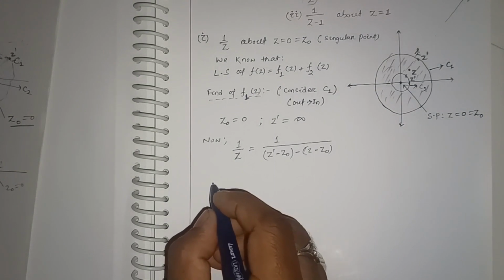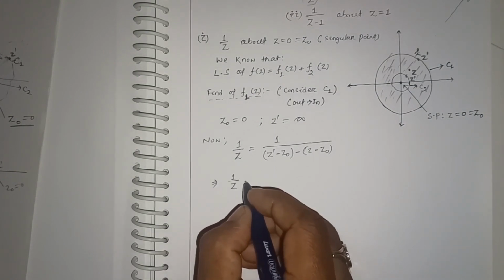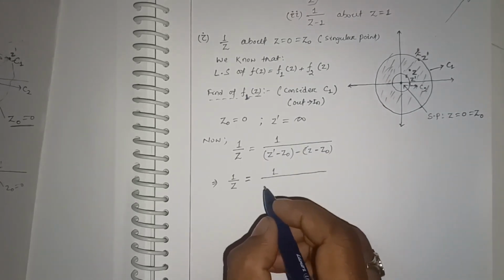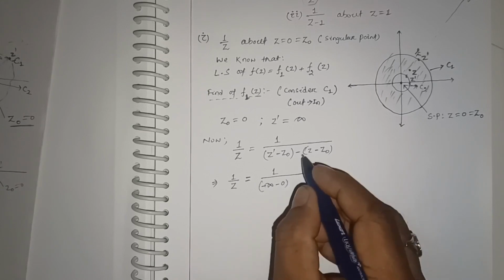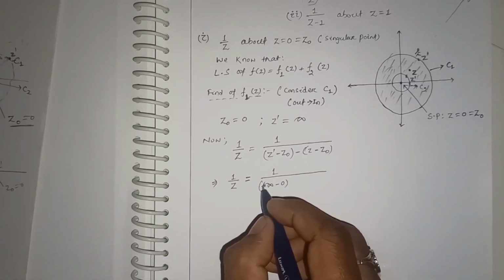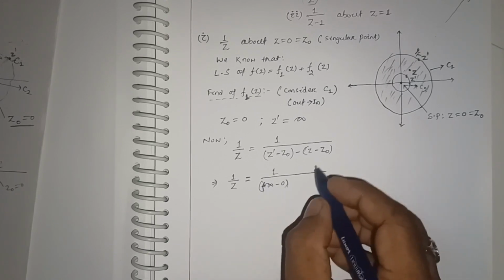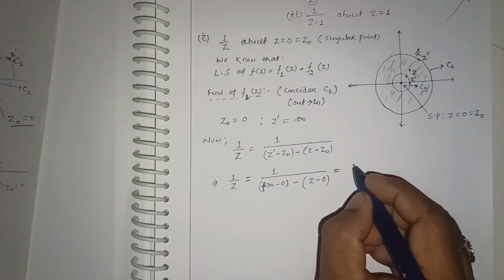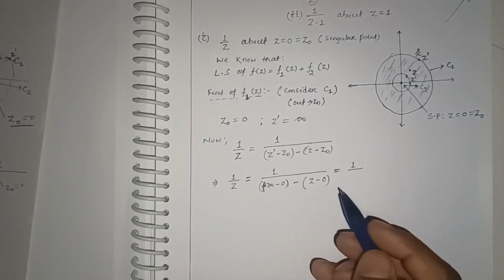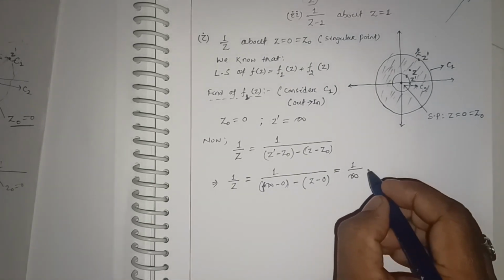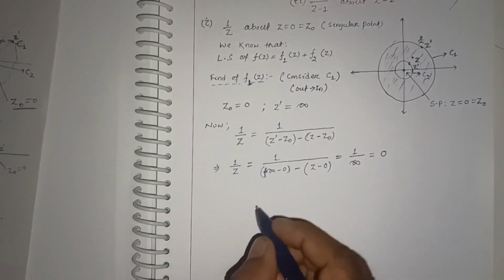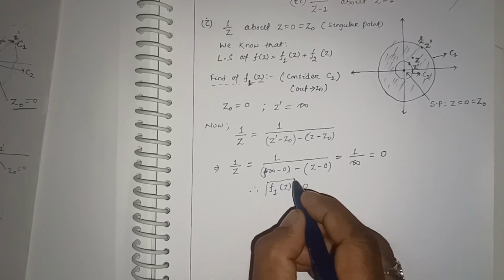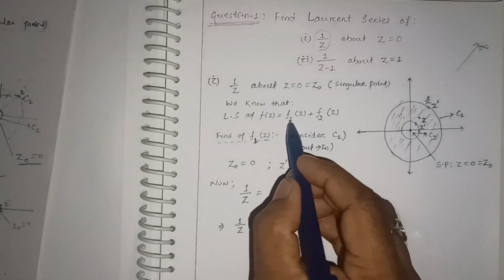So that implies here 1 by z will be equal to, carefully watch, 1 by, here z dash means we have to put infinite minus 0, then minus z minus z0, which is 0. So here infinite minus something means infinite itself, and we found the value is 0. Therefore we found f1(z) equal to 0.